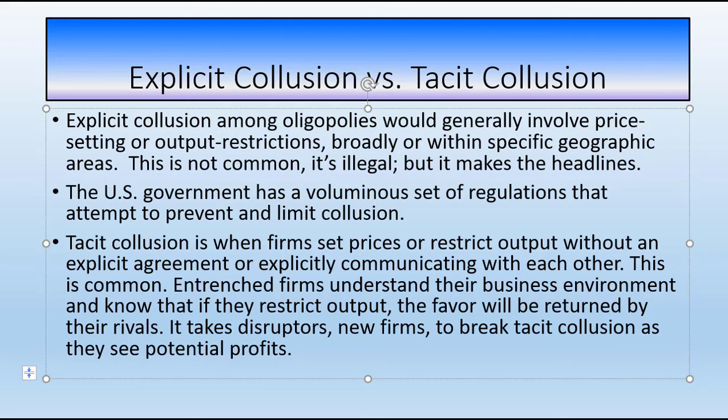While explicit collusion is illegal, lots of firms do what's called tacit collusion, which is when firms set prices or restrict output without an explicit agreement or explicitly communicating with each other. And that's the key. A good example of tacit collusion would be, look, you've got two gas stations on a corner at an intersection of two roads, and they're oligopolies. They basically have dominant power in a small town.